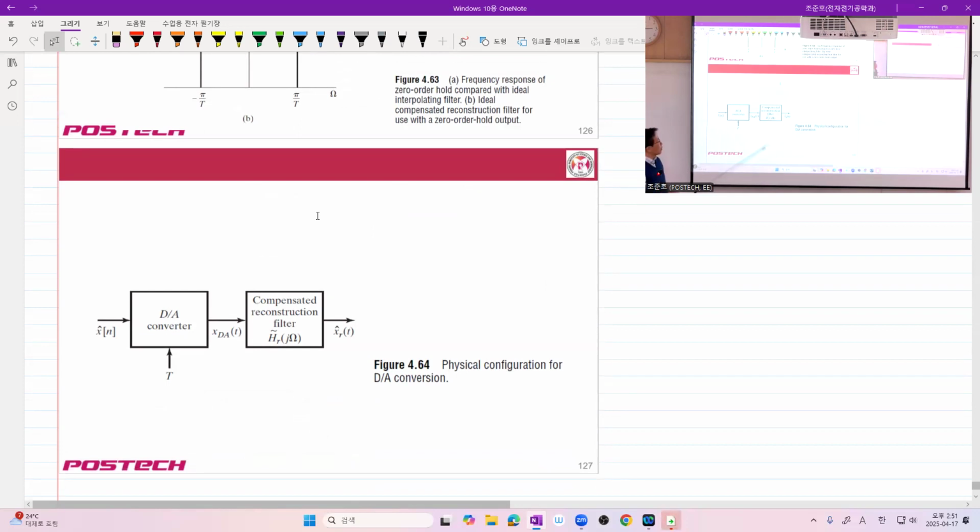So our textbook says, here is a D to A converter and compensating reconstruction filter. But as I told you, you don't need that. Usually now, you can even select by choosing some input pins.